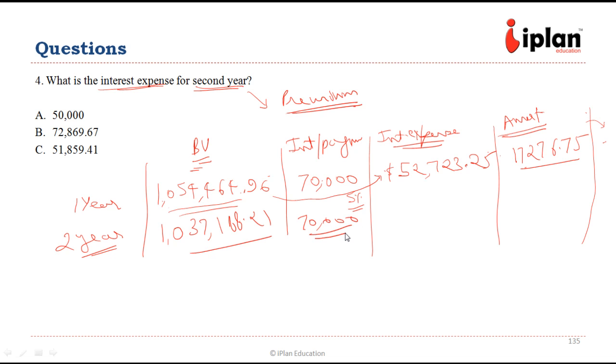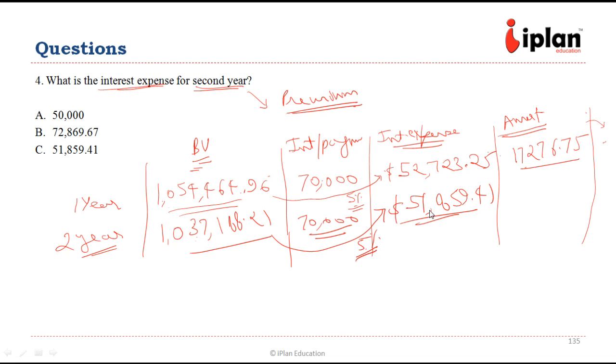of 7%. And now if we have to calculate the interest expense, again we are going to use 5% market rate, which was at the time of the issue. So 5% of this amount is going to be 51,859.41. So this is our interest expense for second year.